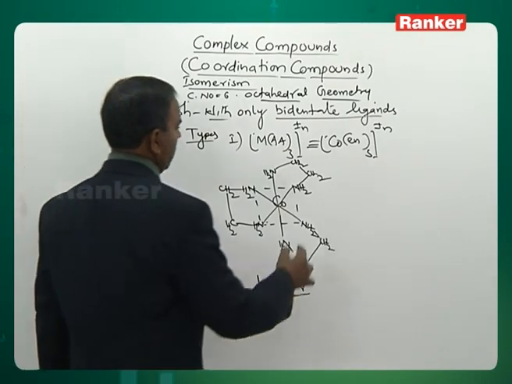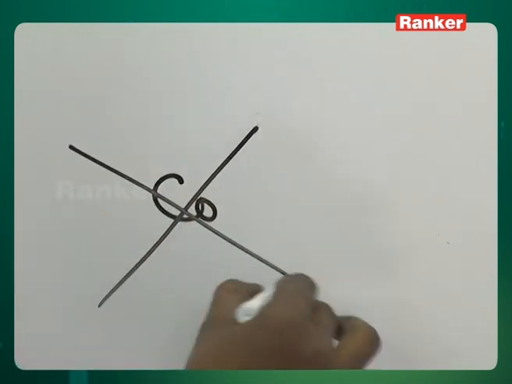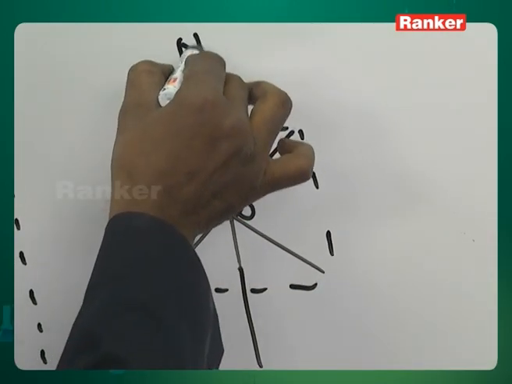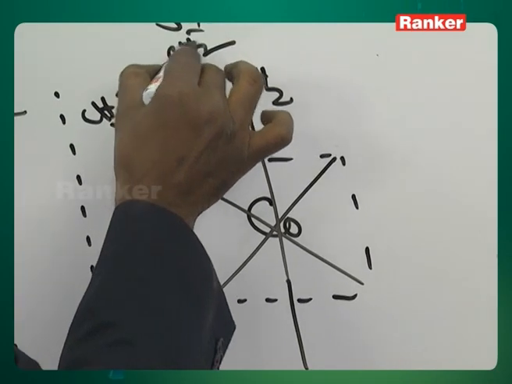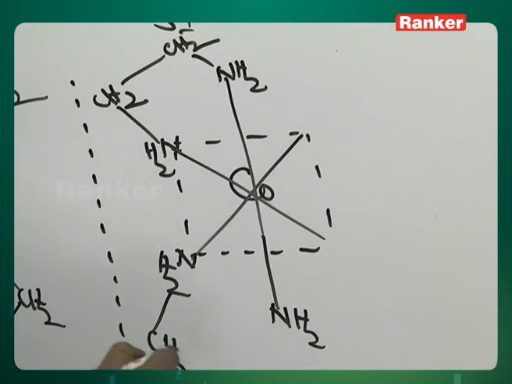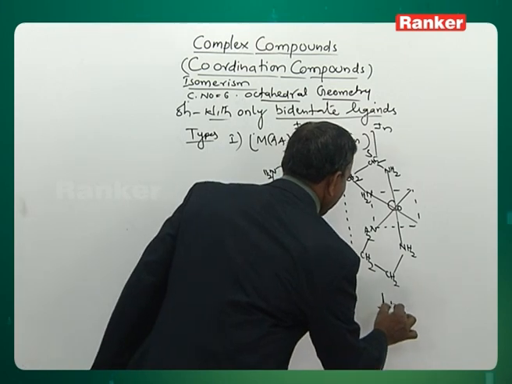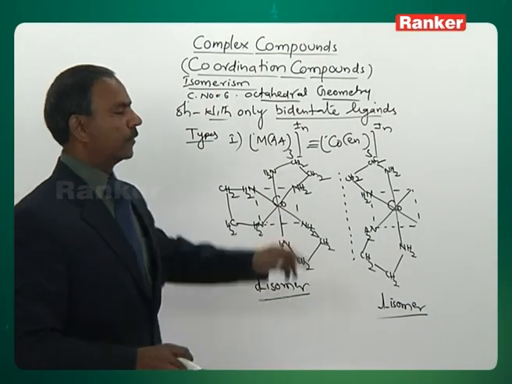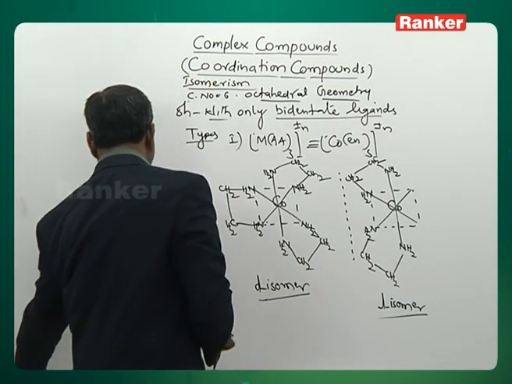D isomer. Take the L isomer, the mirror image, right? So, when you are saying D, the other mirror image you can say L isomer. One is D isomer, the other is L isomer. All the same bidentate ligands. Let us take two different bidentate ligands. Next, M(AA) taken twice, BB you take.